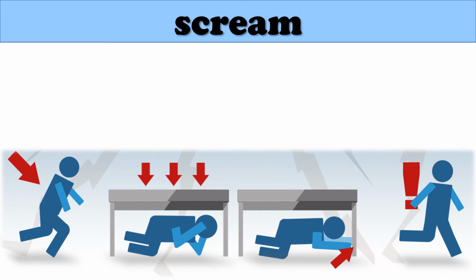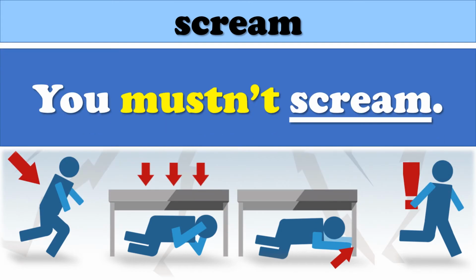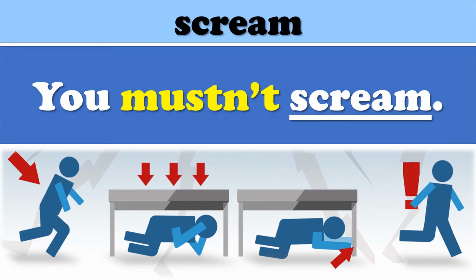How about this one? Scream. Give me a full sentence using you must or you mustn't. This one, you mustn't scream. I know it can be scary, but you have to listen for instructions, so you mustn't scream. Say it one more time after me. You mustn't scream.